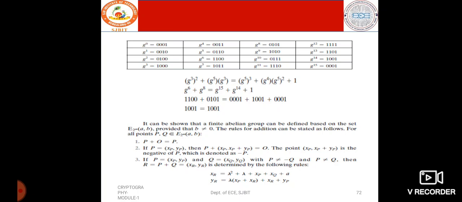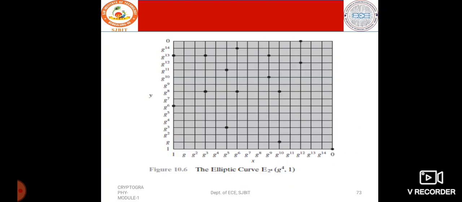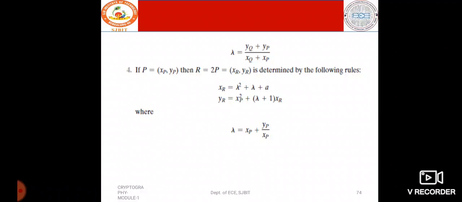The rules for addition can be stated as follows: for all points P, Q belonging to E2^m(a, b), these are the rules to be followed, the three notations. This is a figure for the elliptic curve. The fourth one is: if P is equal to (xp, yp), then R is equal to 2P, which is (xr, yr). This is determined by the following rules: xr is equal to lambda square plus lambda plus a, and yr is equal to xp square plus (lambda plus 1) into xr. Finally, lambda is xp plus yp by xp.